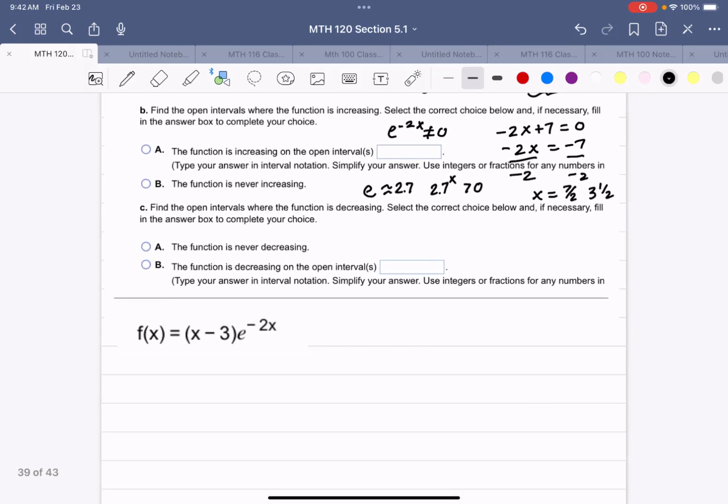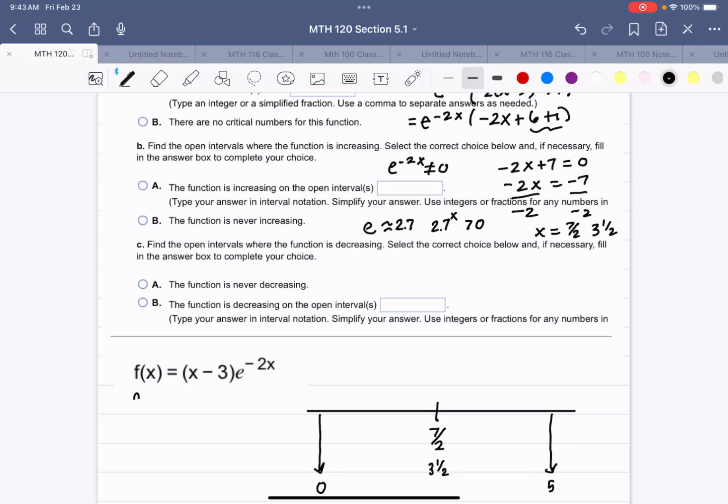So on my number line, I'm going to put my 7 over 2, which is 3.5. I'll pick a number here like a 0, a number here like a 5. So my f prime of x was e to the negative 2x times negative 2x plus 7.